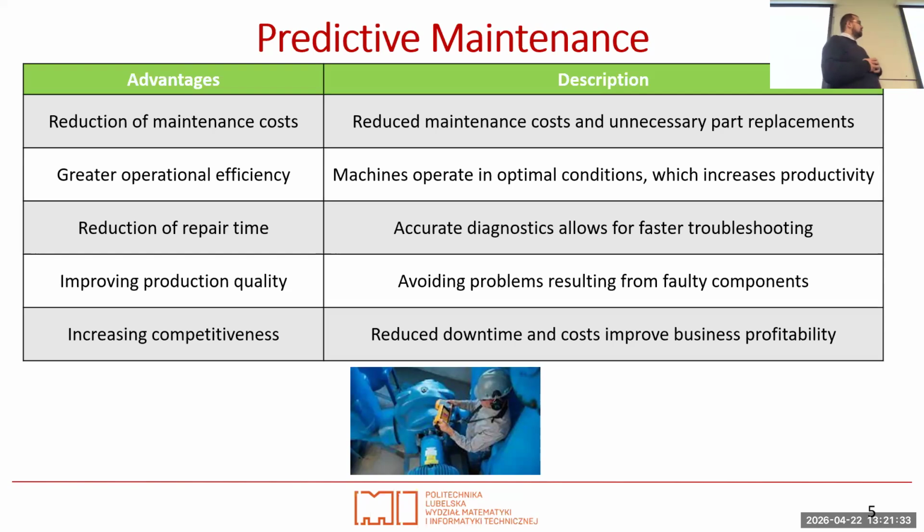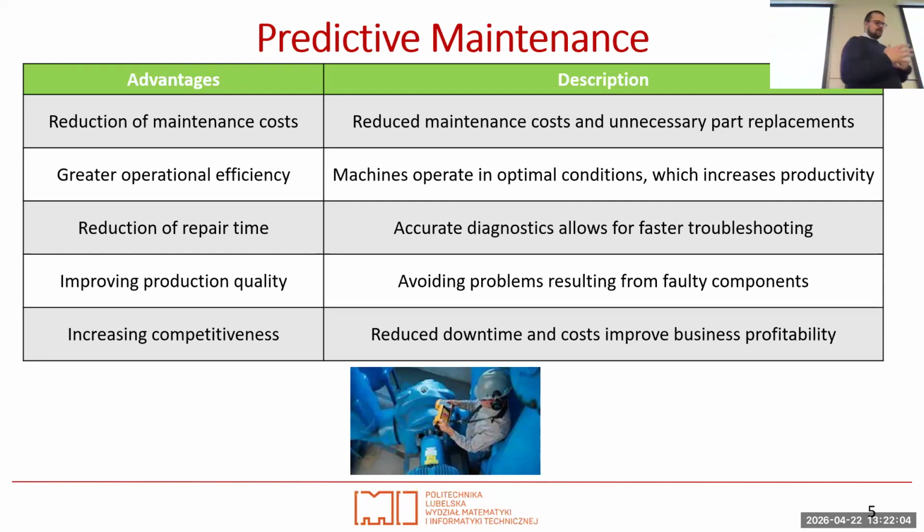Of course, greater operational efficiency. Machines can operate in optimal conditions, which increases productivity. Reduction of repair time, of course. We can refer to the specific faulty part and replace just that. So we don't have to monitor the whole production line, but we know where something happened.